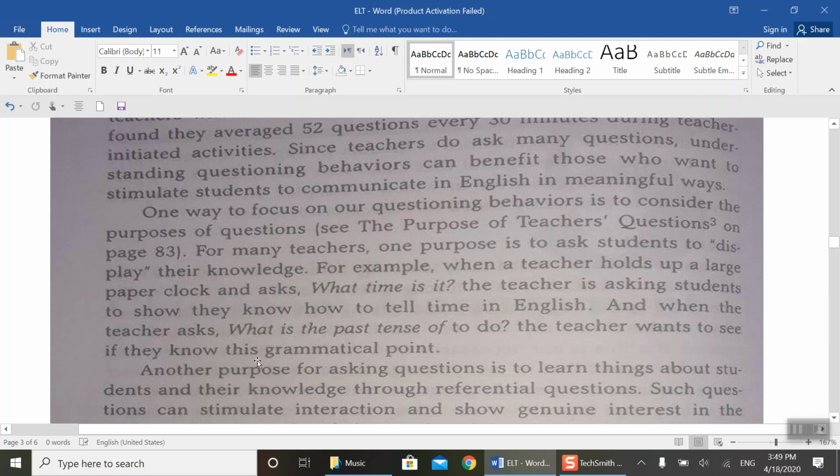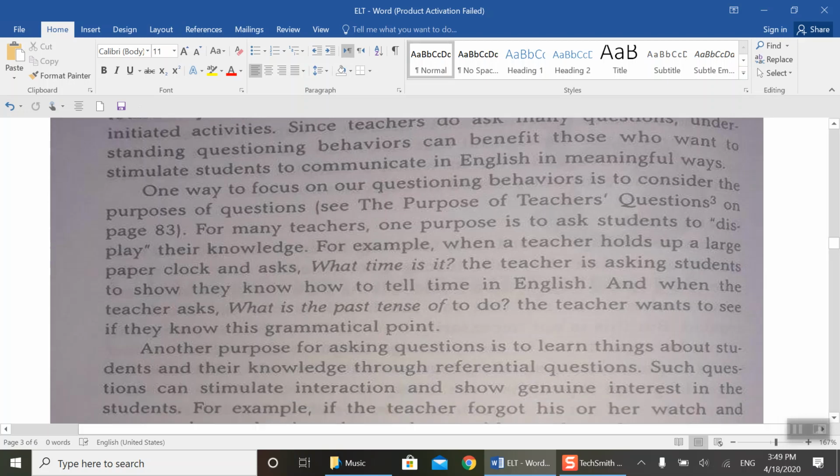The teacher is asking students to show they know how to tell time in English. And when the teacher asks what is the past tense of to do, the teacher wants to see if the students know this grammatical point. You see? So this kind of question is what? Display question. Display their knowledge.